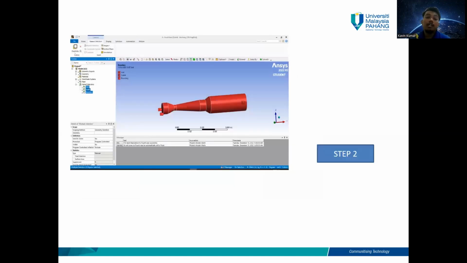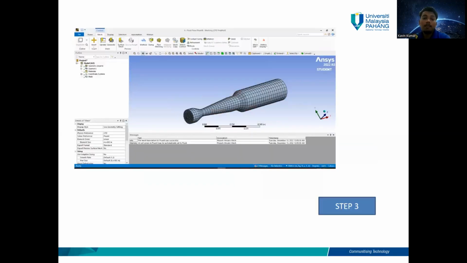The next one is applying the boundary conditions to the venturimeter, which are the inlet, outlet, and the boundary as well. The next one is applying the final mesh in order to calculate the result and the calculation as well. A fine mesh is advisable, because the smaller the mesh, the easier it is for the result to come out.